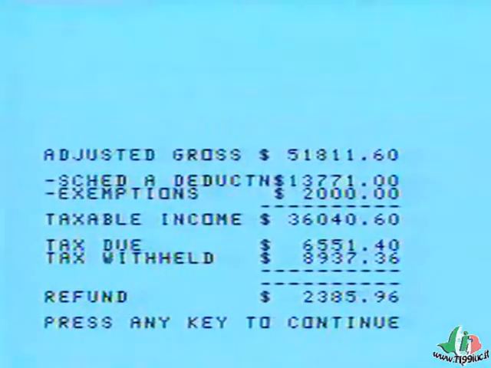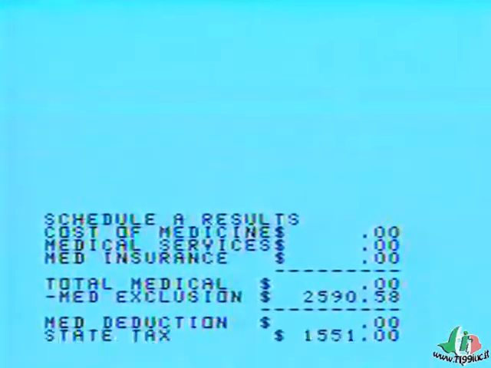So it says here my taxable income is about $36,000, and I'm going to owe, based on that income, about $6,500, but they withheld about $8,900. So I get a refund, which is about $2,385. And now we take a look at Schedule A results, and we'll go through these.